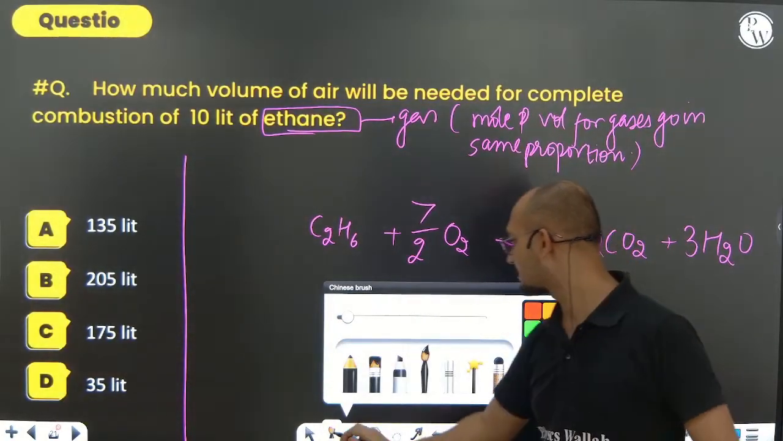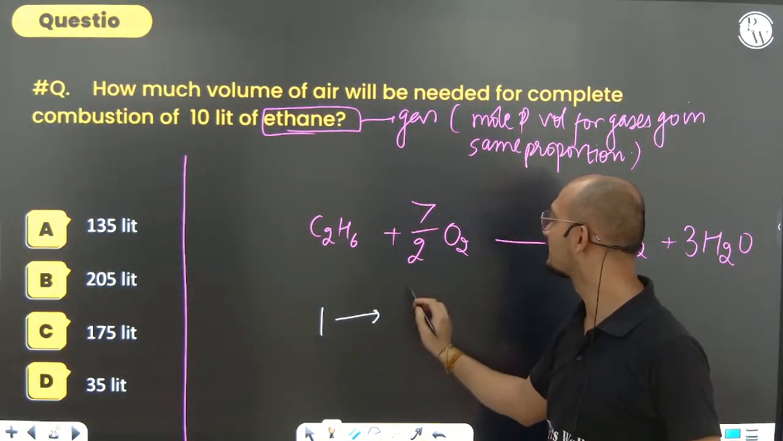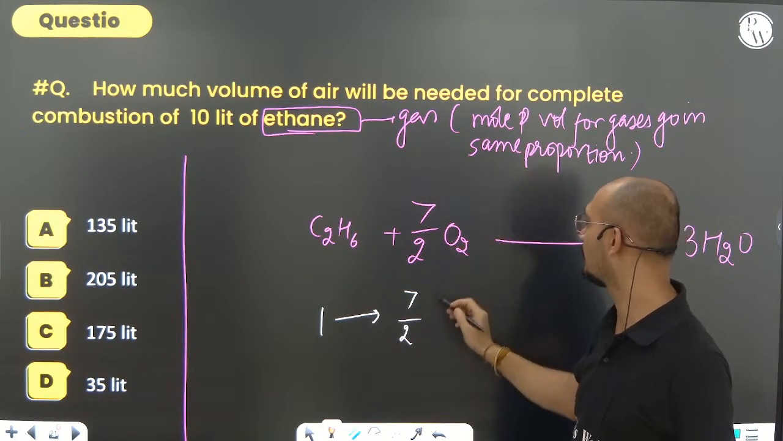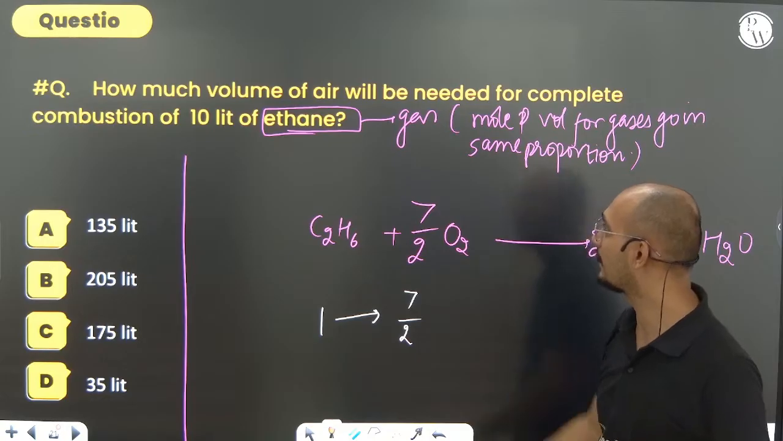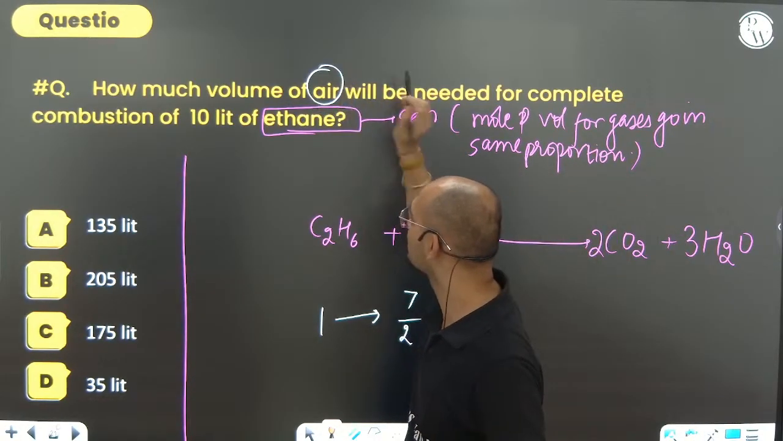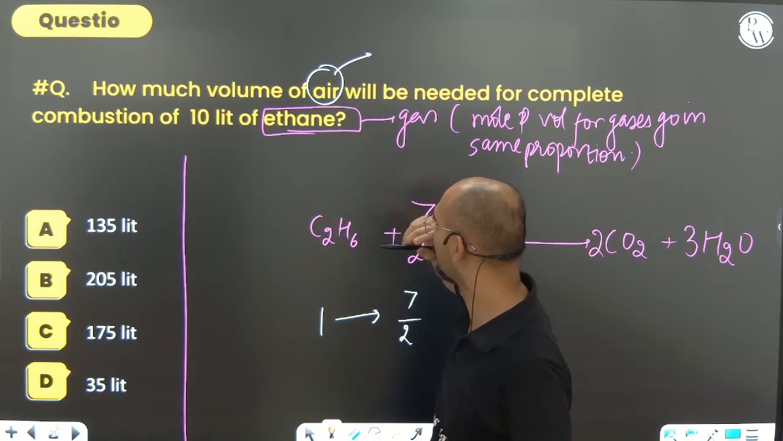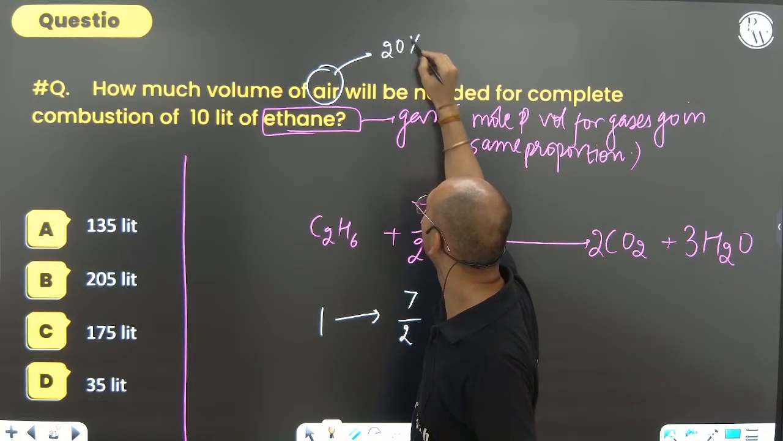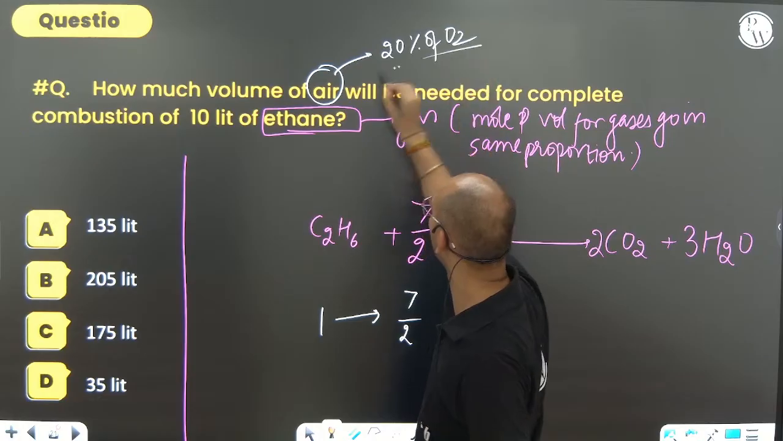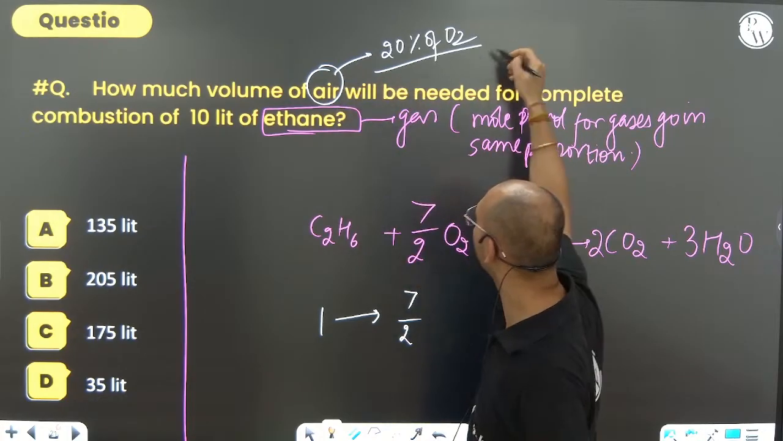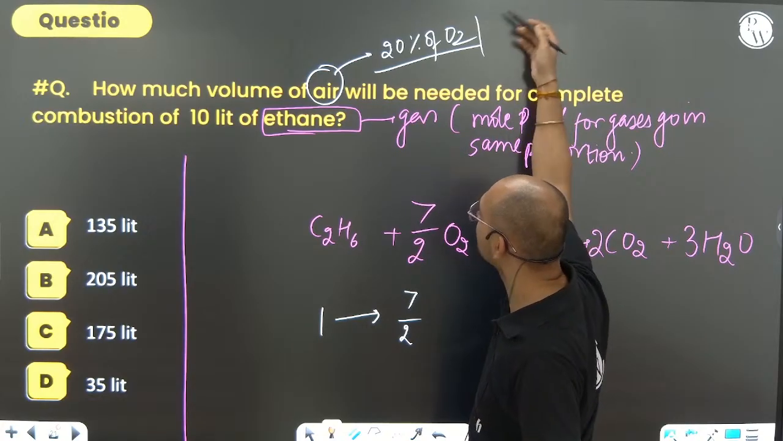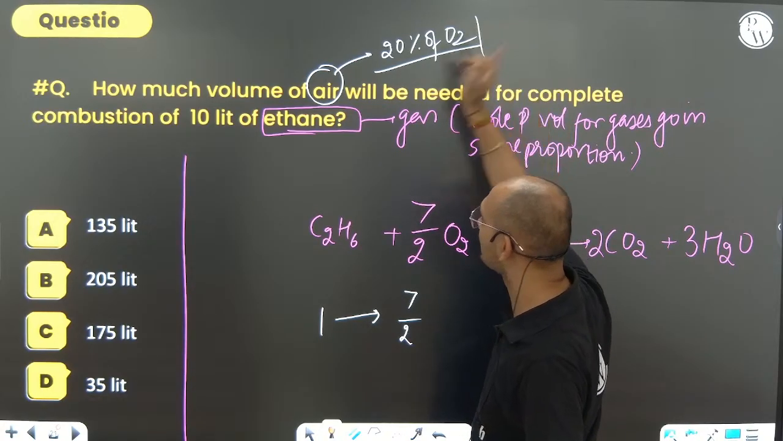Now always remember, 1 mole needs 7/2 moles of oxygen. What is needed? How much volume of air? Okay, it is asking for air. It is not asking for oxygen. Air. Okay. Consider air has 20% of O2. Consider, because 21, so 80%. Can you see? So 80% will not be taking part in the reaction. So 20% of oxygen is there inside the air.